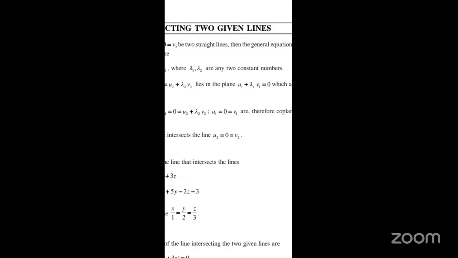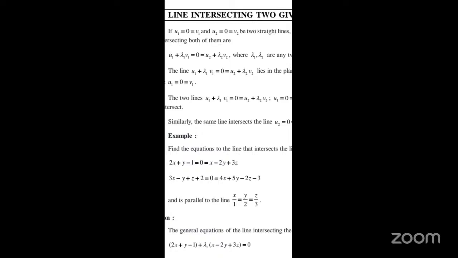Students, listen carefully. This problem is very important from the coplanarity condition. Okay, the line intersecting two given lines is a very important concept. How do we find a line intersecting the given lines? There are two given lines, and we have to find the equation of the line that intersects them. Just see and refer to the problem.